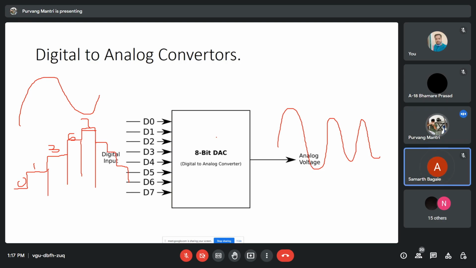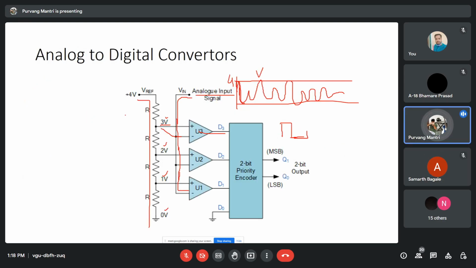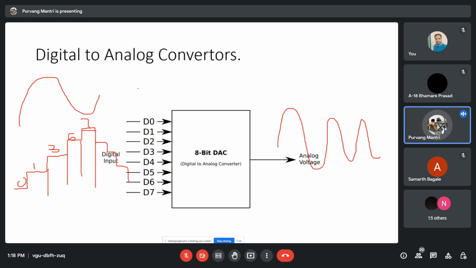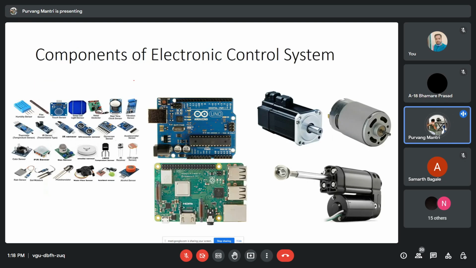Yes, sir. Good. So both these analog and digital converters, like ADCs and DACs, are mounted in microcontrollers, and the microcontroller uses both these types of converters to give the desired output. So let's now talk about components of electronic control systems.